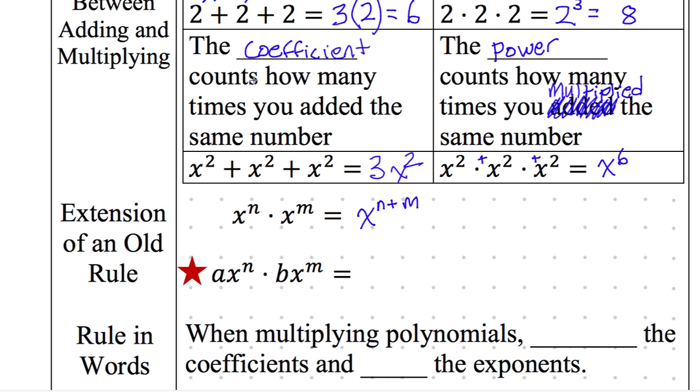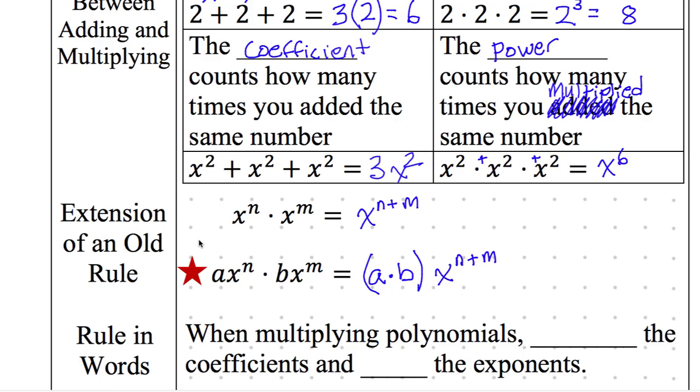India, go for it. You do a times b to the x n plus b. Careful. N plus m, sorry. Yes, there it is. X to the n plus m. Perfect. Yeah, thank you, India.